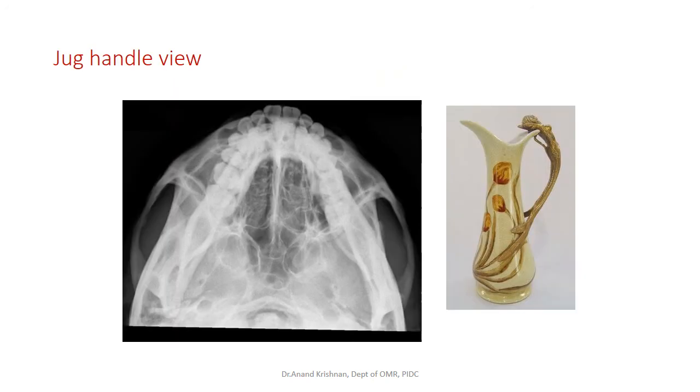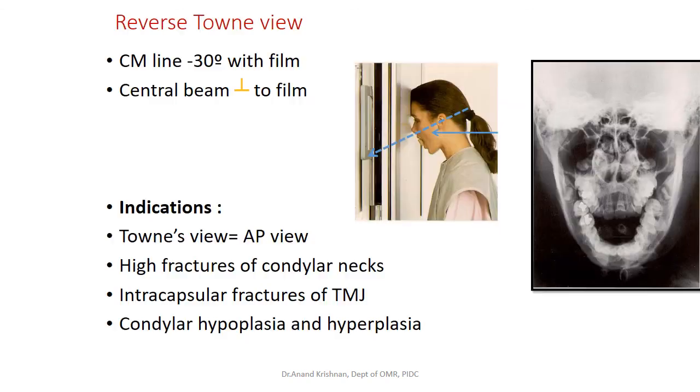Jug handle view, this is the modification that I was talking about. Submental vertex, you ask the patient to tilt their head a little more, so that the zygomatic prominence, the zygomatic arch, the thin line of bone can be produced.